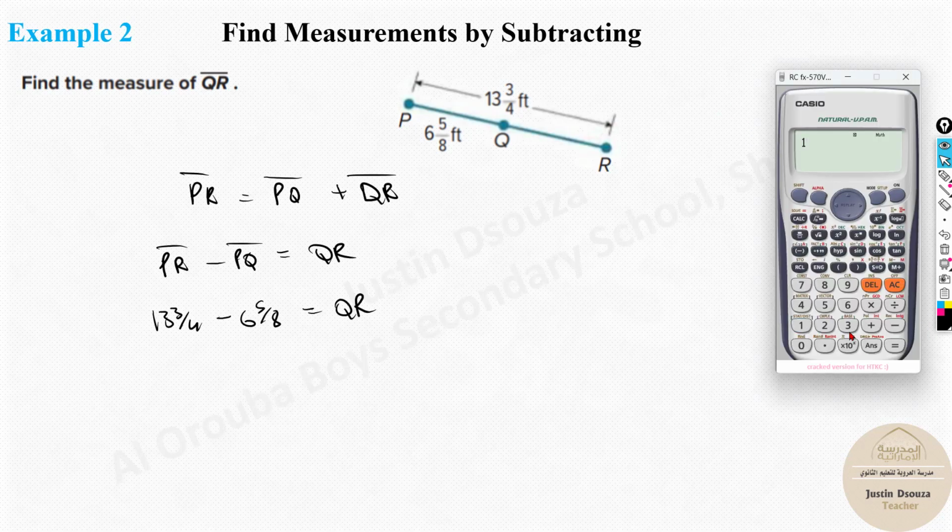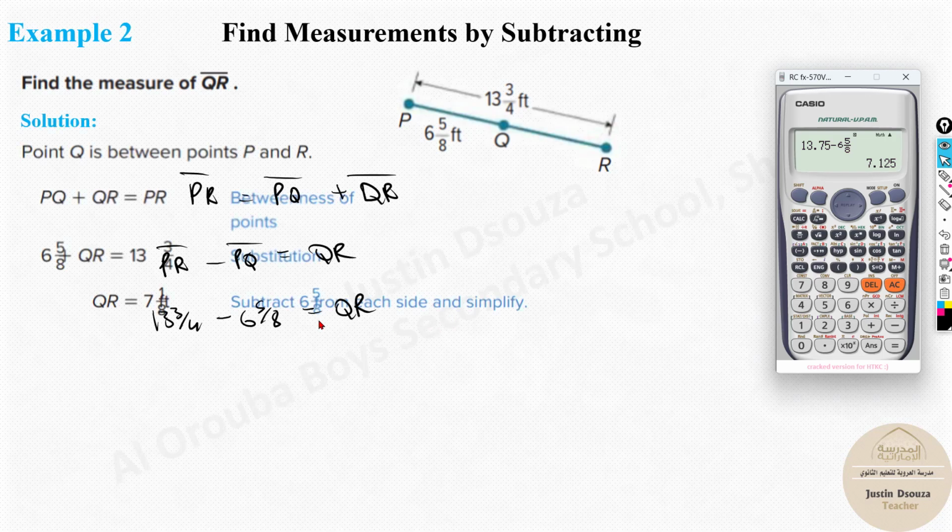Now 13 3/4, I'll just write it as 13.75. It's the same thing, minus, shift and the fraction symbol over here. It'll be 6 5/8, and the answer is 7.125. So that's the final answer.